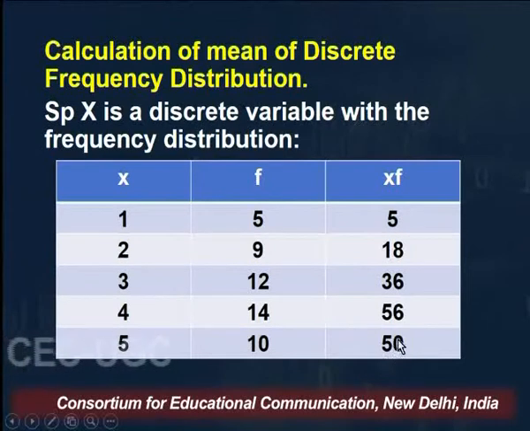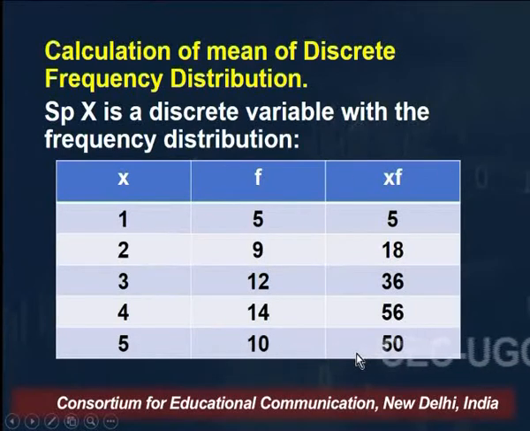After obtaining this third column, I have to obtain now the sum of this third column, which will give me the numerator of the arithmetic mean, which is summation xi fi. And remember, I told you when we have a discrete frequency distribution, small n represents the number of values of capital X given, and here 5 values of capital X are given. So when we obtain the mean, we will obtain the sum of this third column, that will give me the numerator, which is summation xi fi, i going from 1 to 5.